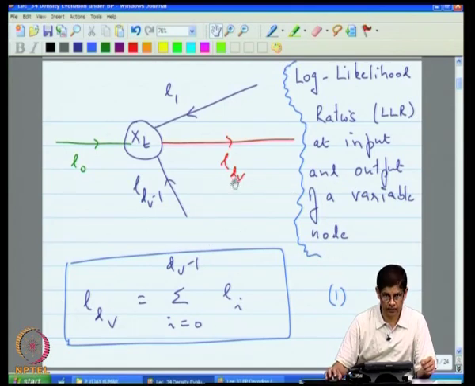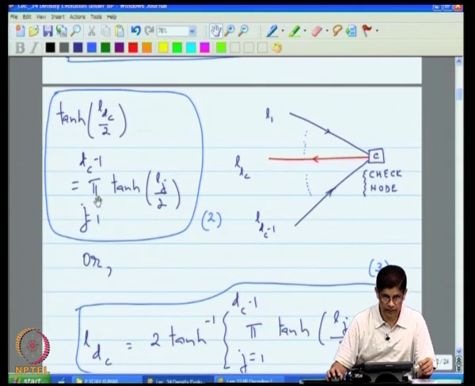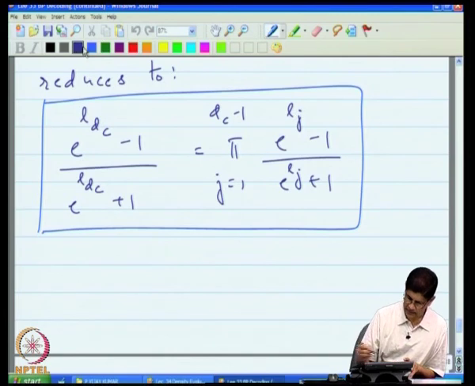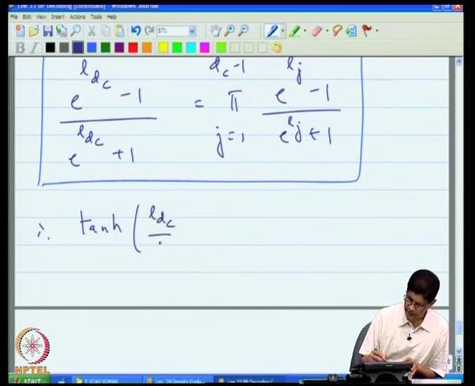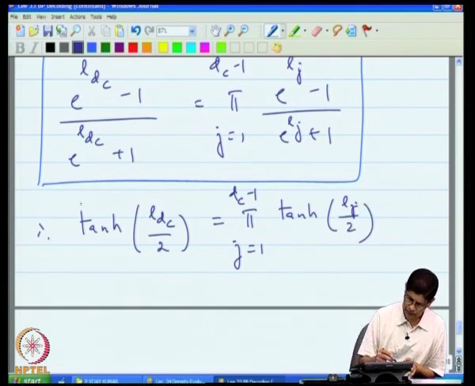so at a variable node we drew the conclusion that the equivalent message passing rule in terms of log likelihood ratios at a variable node is simply to take the sum of the incoming log likelihood ratios, including the one that comes in from the channel. At a check node, although it was not obvious, it follows that tanh(L_DC/2) is the product over j equal to 1 to DC minus 1 of tanh(L_j/2).